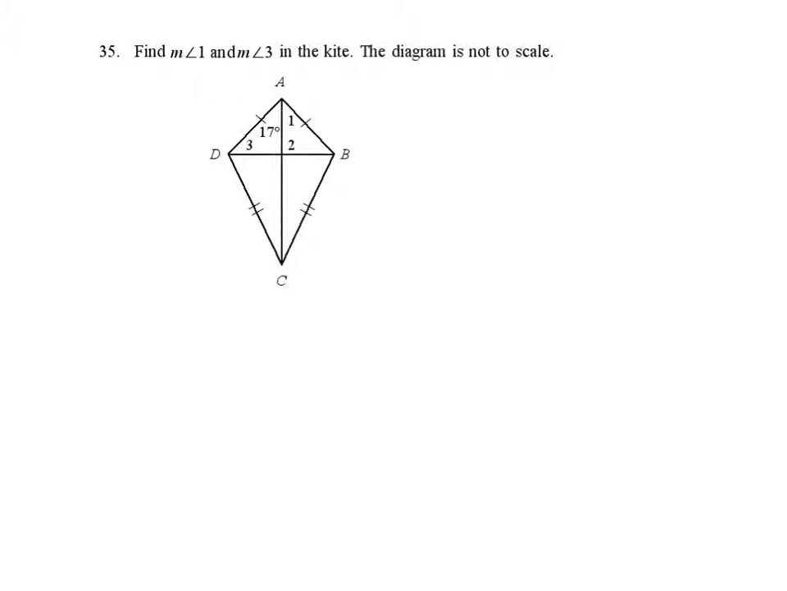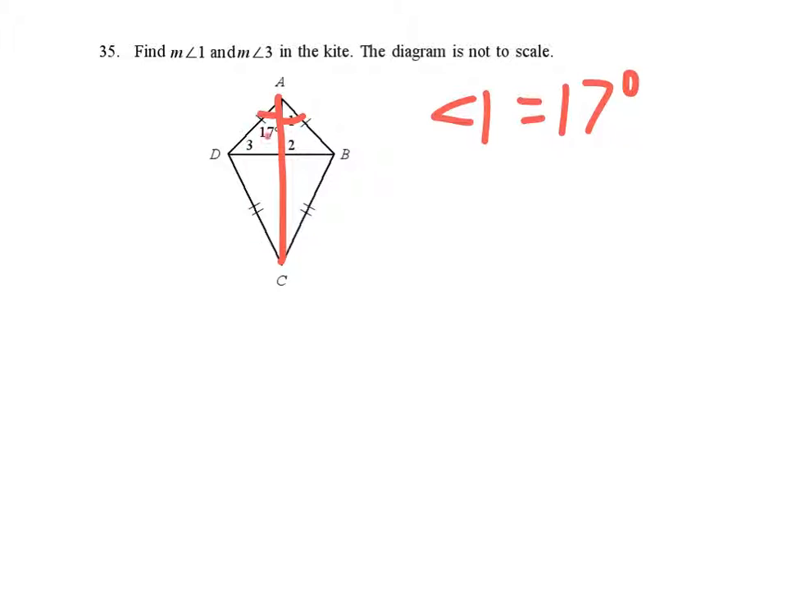All right, 35 says find the measures of angle 1 and 3 in the kite. The diagram is not to scale. So the first thing I notice is we have a kite. I know that this guy cuts my kite in half, and I know my top two angles are congruent. So I know angle 1 equals 17 degrees.